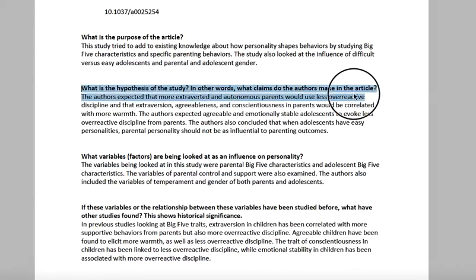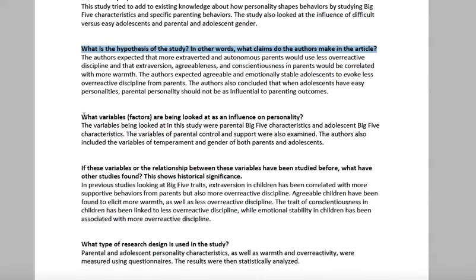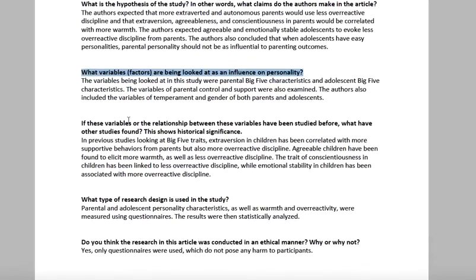The hypothesis or claims: what do the researchers think they will find? What do they think they will find when they're conducting their study? That's their hypothesis. What claims are they making? What variables or factors are being looked at? That's the next item right here. Are they looking at specific elements of the Big Five? Are they looking at gender, temperament? What variables are being looked at, are under investigation, so to speak?